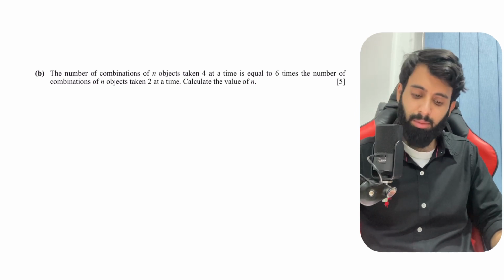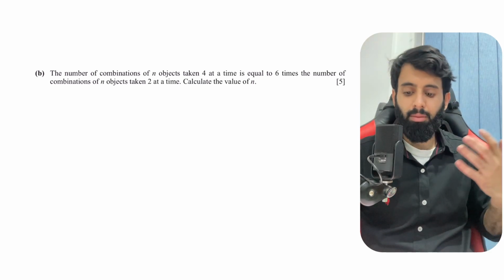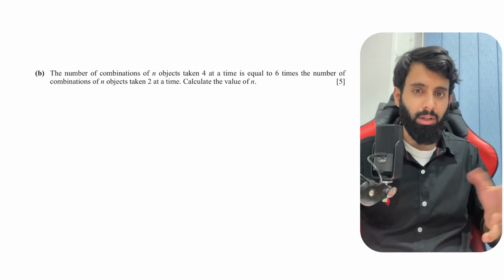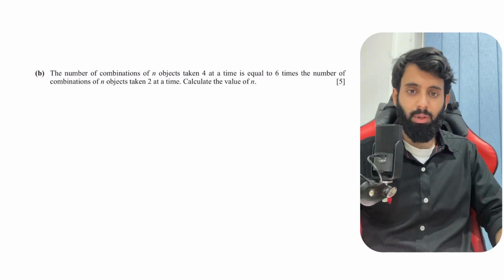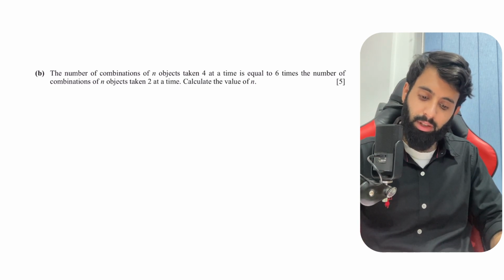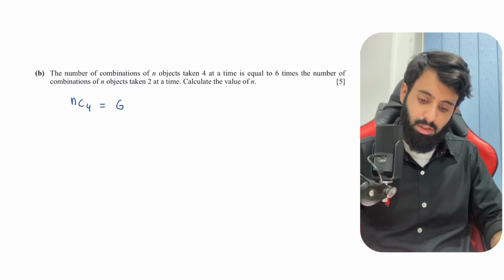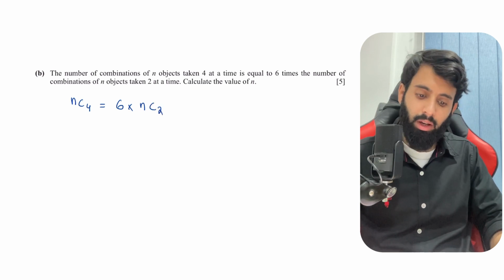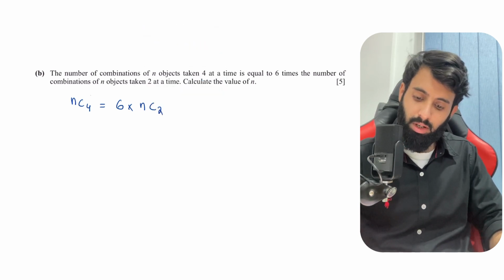Not exactly a permutation combination question, but you know the concept that we use in binomial, where we have to expand when we don't know what the value of n is. So it says the number of combinations of n objects taken 4 at a time, which means nC4, is equal to 6 times the number of combinations of n objects taken 2 at a time, which means nC2. At this point you should know how to expand nC4. So how do you expand nC4?